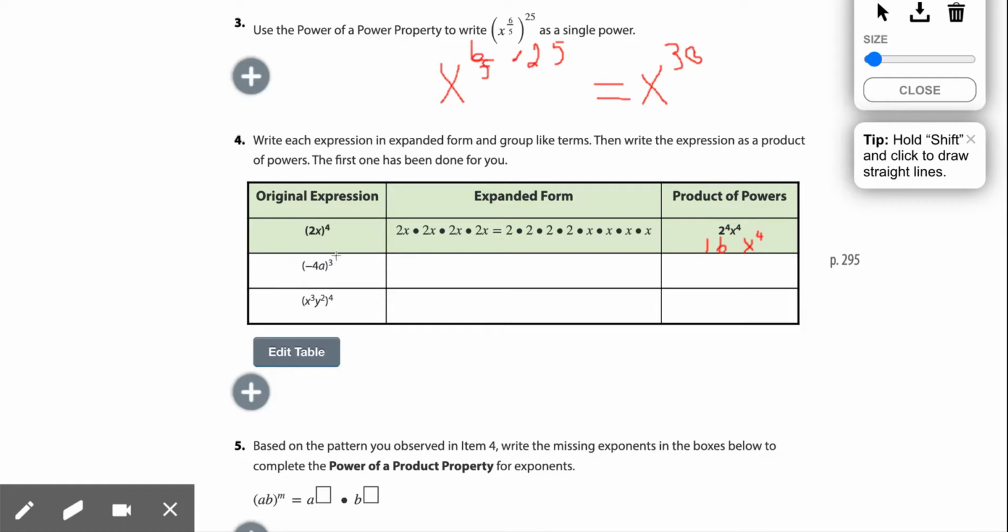Negative 4a to the 3rd power. Well, we'll take the negative 4 to the 3rd power first. That's negative 4 times negative 4, which is 16. 16 times negative 4 is negative 64.